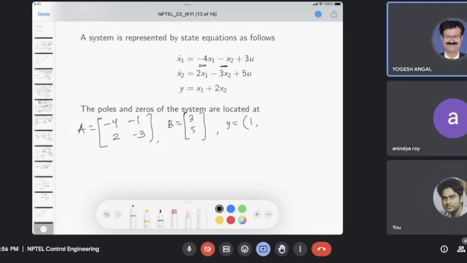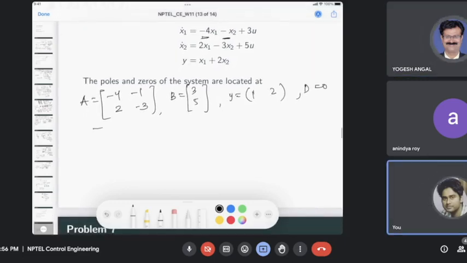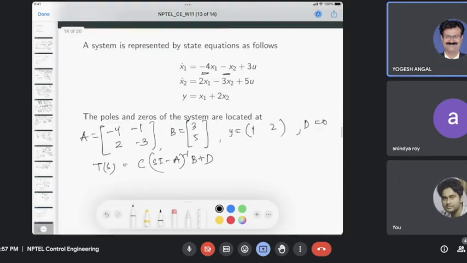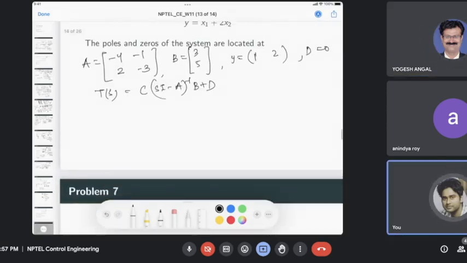B is equal to 3, 5, correct. Y is equal to 1 2, so this is the C matrix. And the D matrix is 0. The transfer function is C (sI minus A) inverse B plus D, where D is equal to 0. So we first compute (sI minus A) inverse.